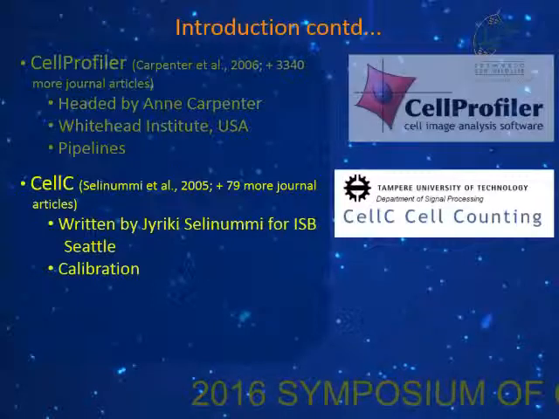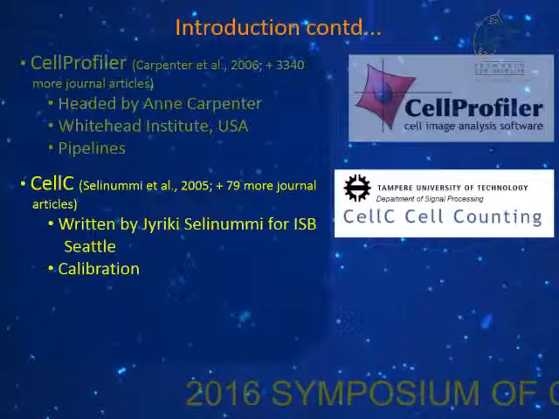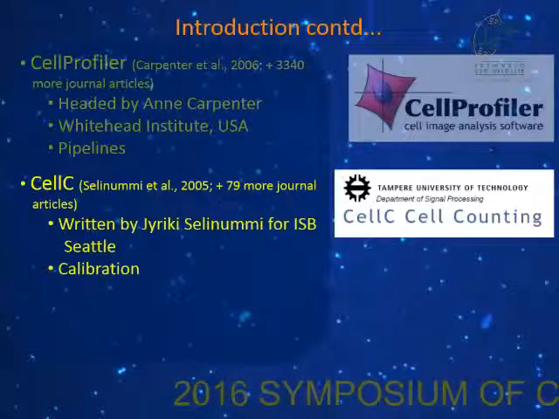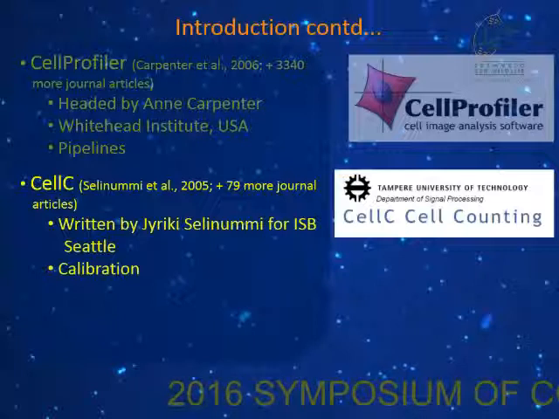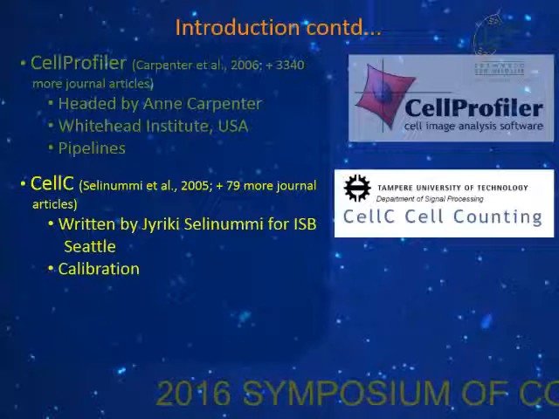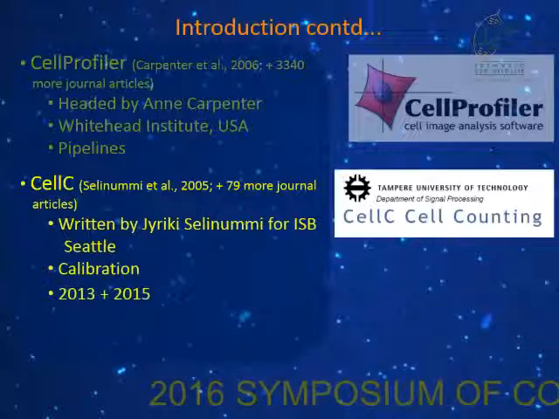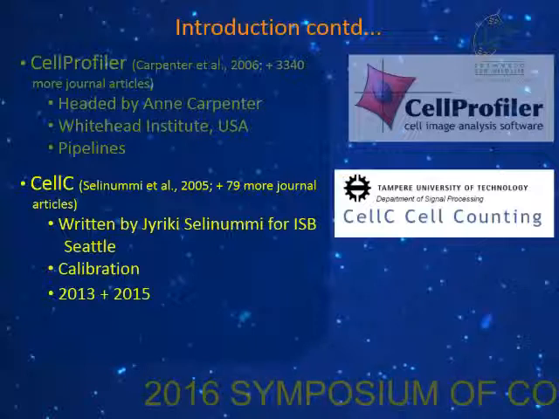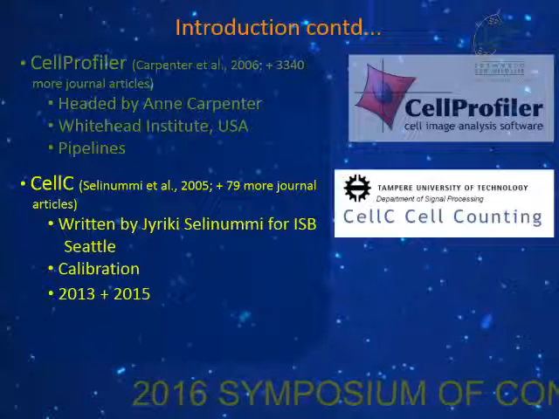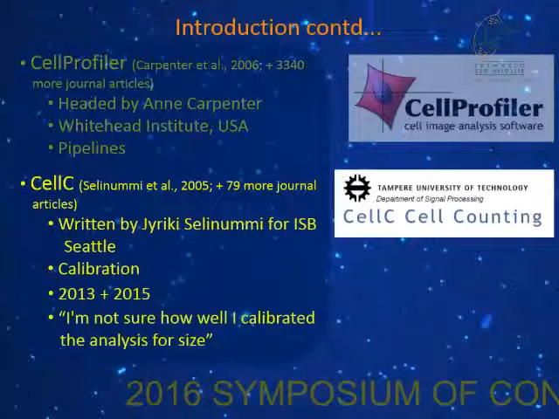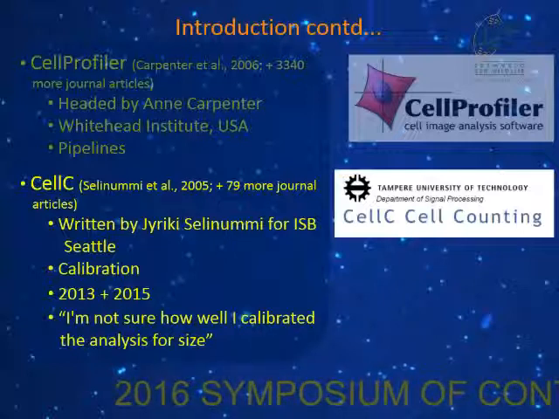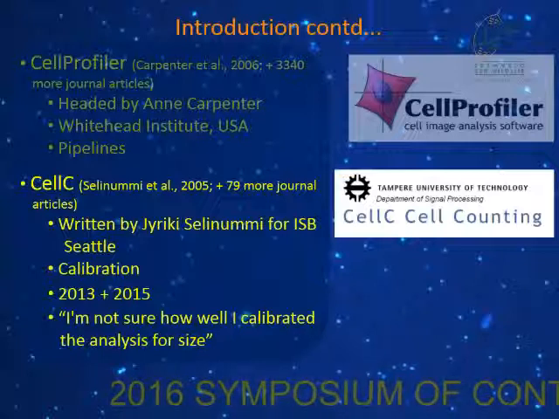The next one is called CellC, for counting, written by Jarkko Selinummi for the Institute for Systems Biology in Seattle. And as the name says, it's cell counting. Now, it can do a little bit of sizing, but the issue is with the calibration of the system. I was looking at a lot of these journal articles, and I found two published by the same author, in 2013 and 2015, and I contacted him and asked, please explain to me how you managed to calibrate the system. And his reply, and I quote: I'm not sure how well I calibrated the analysis for size. This is from peer-reviewed published work. So how we managed to do that, I have not a clue.